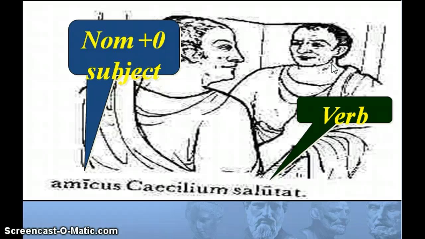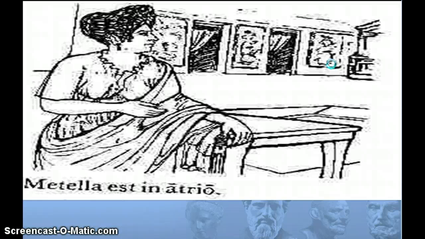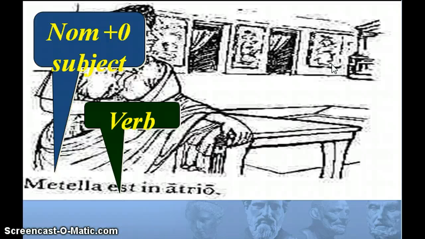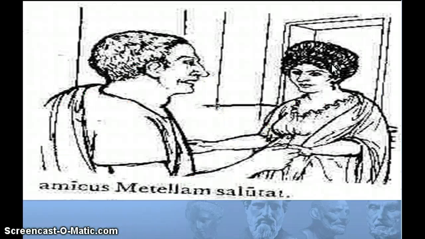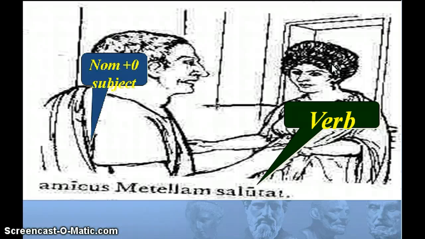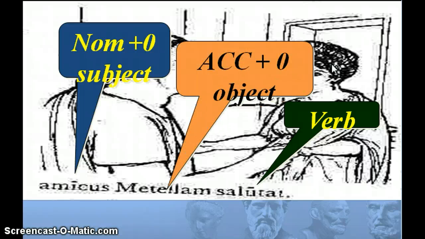And who's being greeted? What about caecilium? Since you have a subject and a verb, you should have an object most of the time. Oh, caecilium is accusative, therefore he's object. Where's your verb? Est. Who's doing the esting? It's metella. Why? Because it's nominative. In atrio, in plus ablative place phrase. Where's your verb? Salutat. Who's doing the greeting? The subject phrase. What case is the subject? The nominative, amicus. Metellam. What case is metellam? Accusative. Accusative with no other signals? Object phrase.